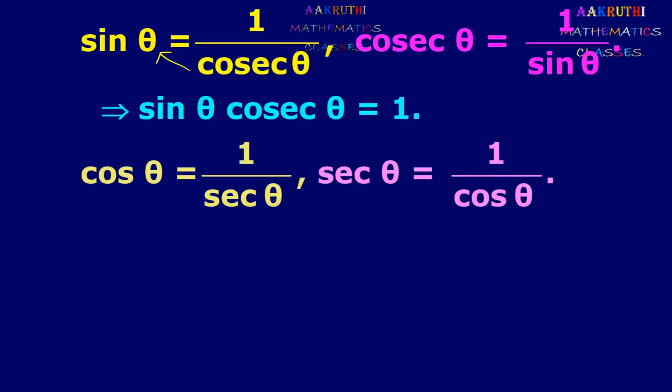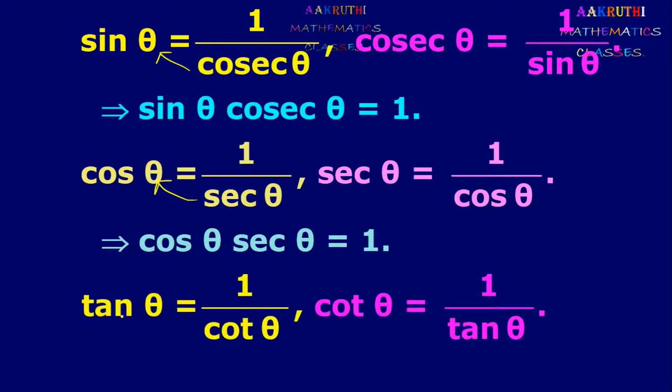Same type, cos theta equal to 1 by secant theta or secant theta equal to 1 by cos theta. When we cross multiply, we get cos theta into secant theta equal to 1.